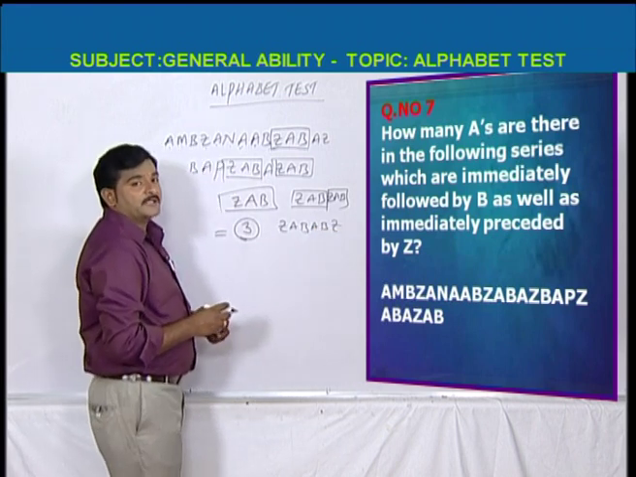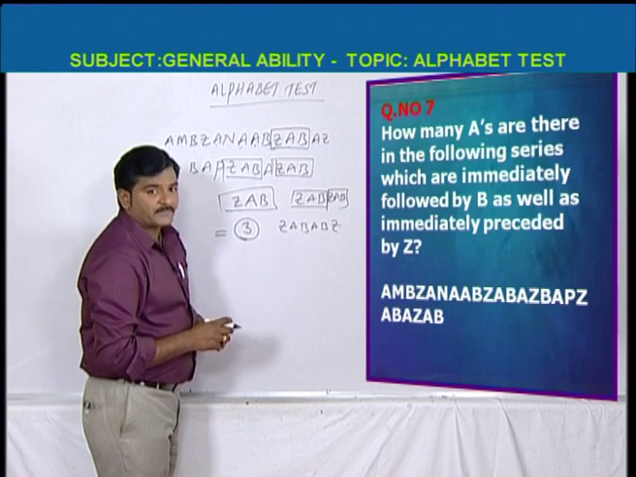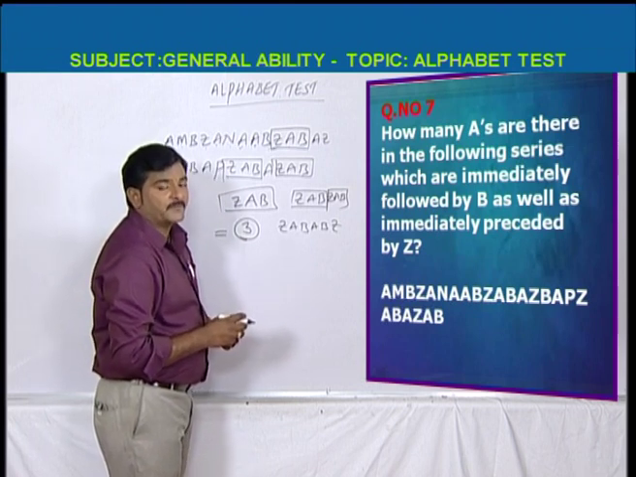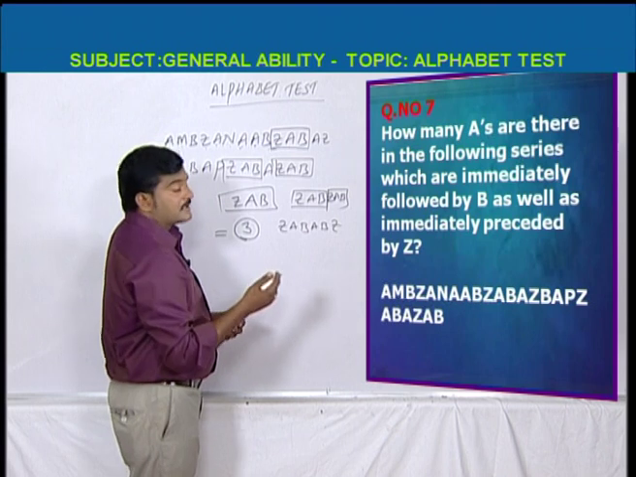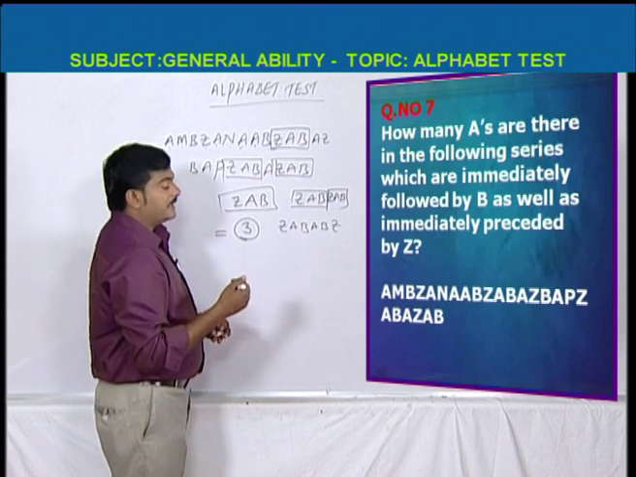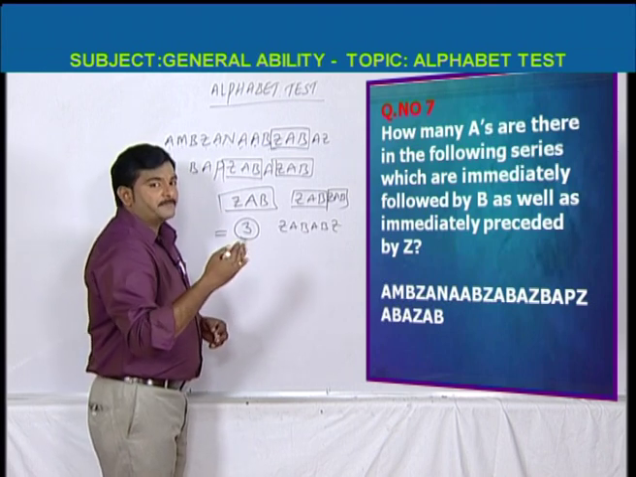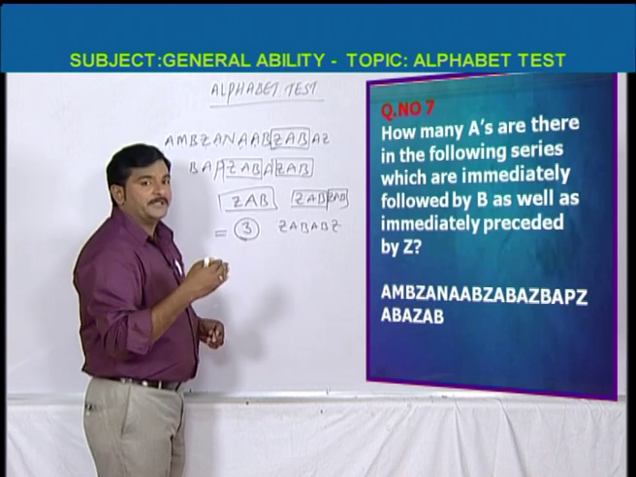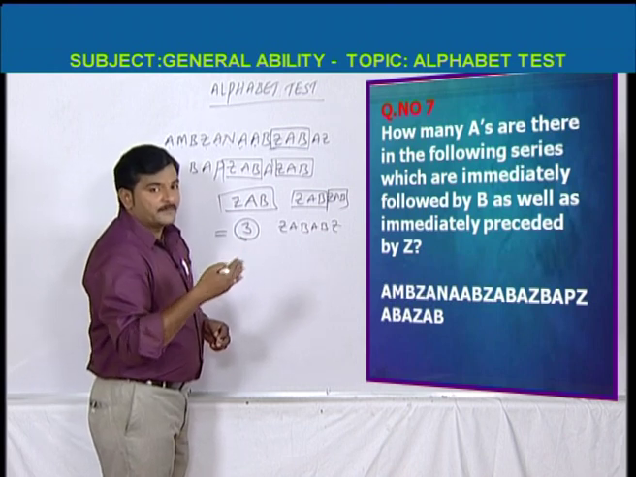How many A's are there which are simply followed by B? Or else, how many A's are followed by B and preceded by B? I repeat, how many A's are there followed by B and preceded by B?